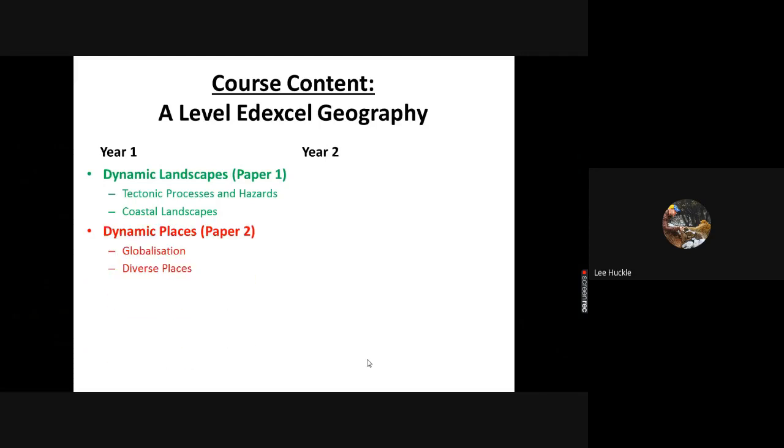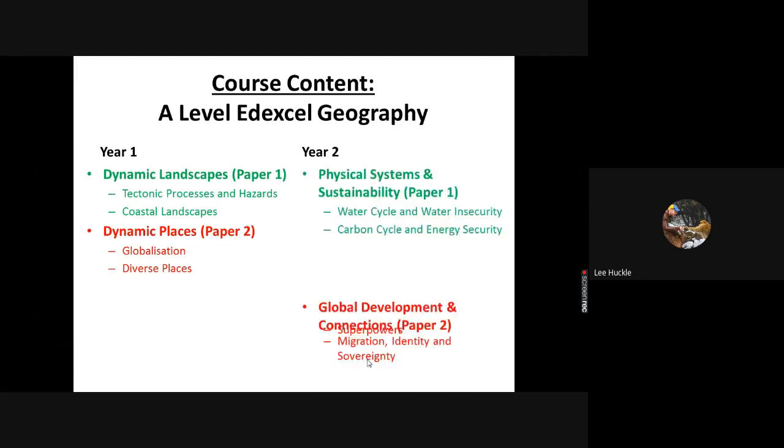And then there's paper 2, dynamic places. Two main units, globalisation and diverse places. Very closely linked. We like to use the word synopticity or synoptic, and there's some very clear links between those two units. And year 2.